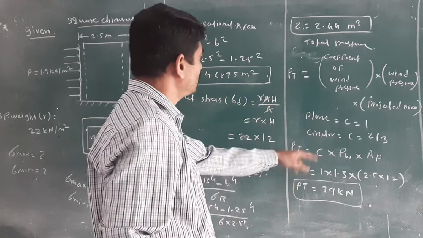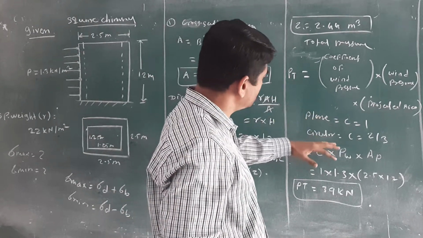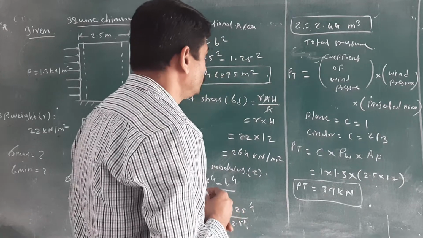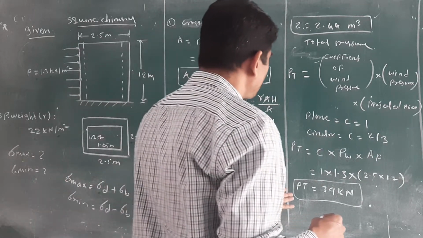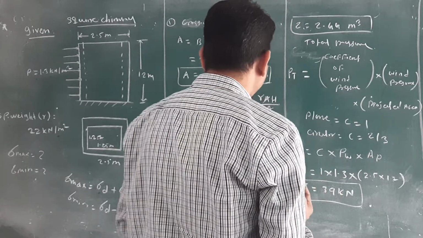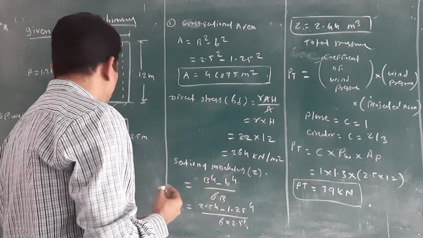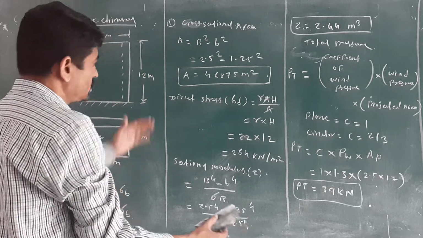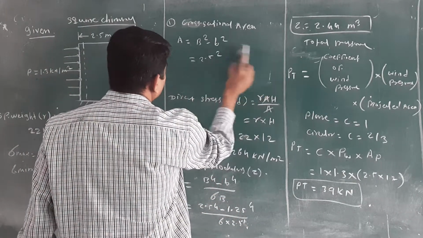Okay, getting this? If you have been given a circular shape, then you have to consider C equal to two-third. Once you have calculated the PT, then easily you can calculate the moment at the base. Okay, moment at the base. I will erase this side. Check that.